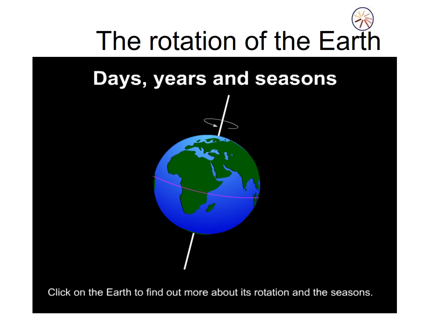Six months later, and the Earth is on the other side of the Sun. How does this affect the seasons? The North Pole is now tilted away from the Sun, so it is winter in the Northern Hemisphere. At this time, the South Pole is tilted towards the Sun. What season is it in the Southern Hemisphere? Again, there is a clue on the screen.